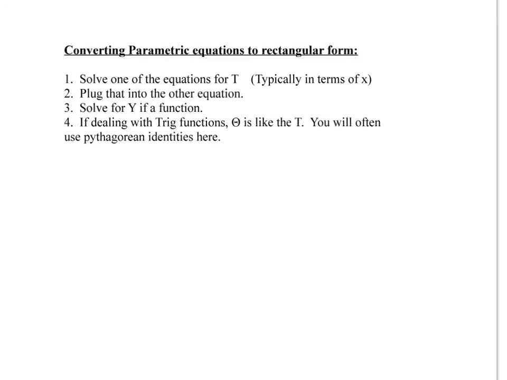Converting parametric equations to rectangular form. It's actually not that bad. All we do is solve one of our equations for t. If we can do it in terms of x, that's the easiest thing to do. You're then going to substitute that answer for t into our other equation, solve for y, and then we get a function. If it's a trig function, you're going to solve it for theta. Theta is like the t, and we will often use our Pythagorean identities here.